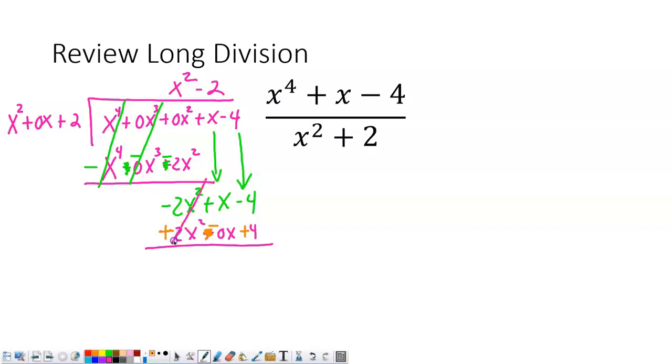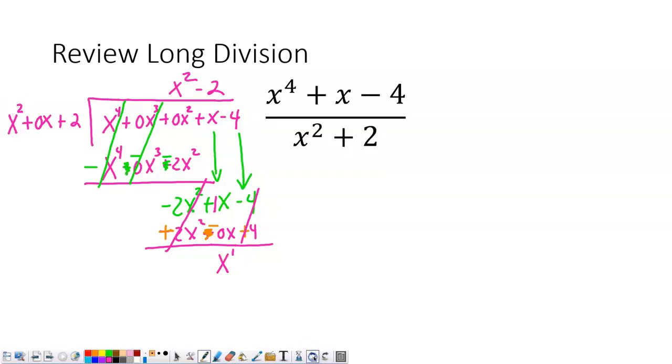So if you add down, these will cancel. You have a 1x minus a 0x. You end up with 1x again. And then the 4's cancel. Now, you'll notice that this power is less than this power, so we are done.